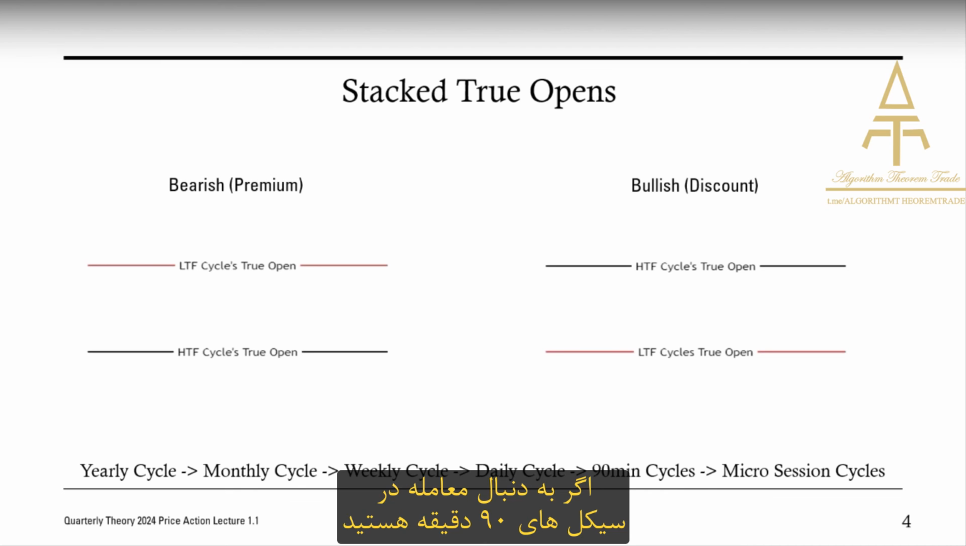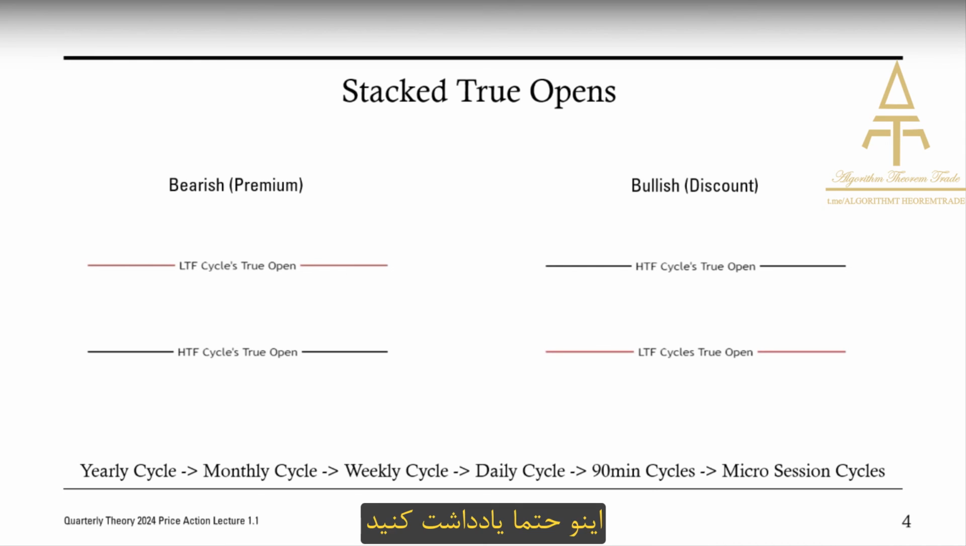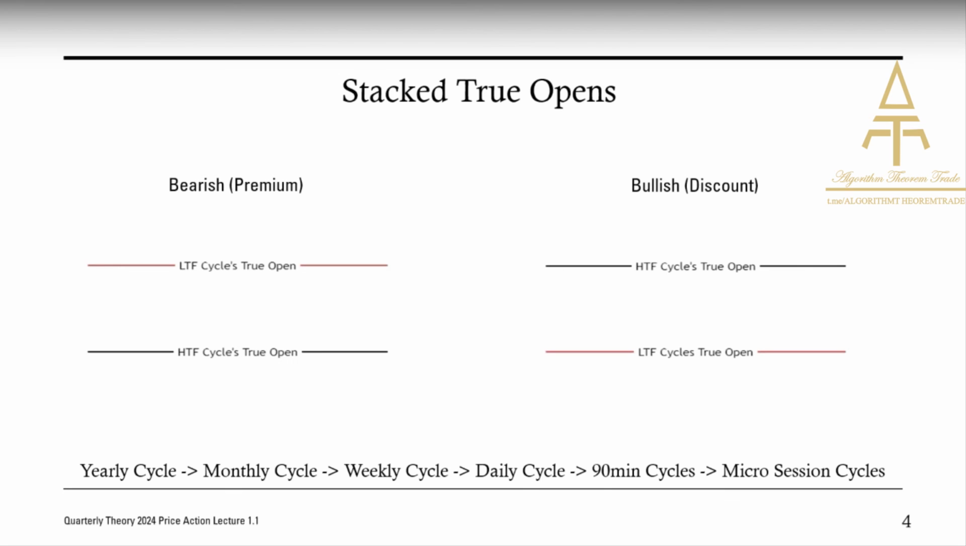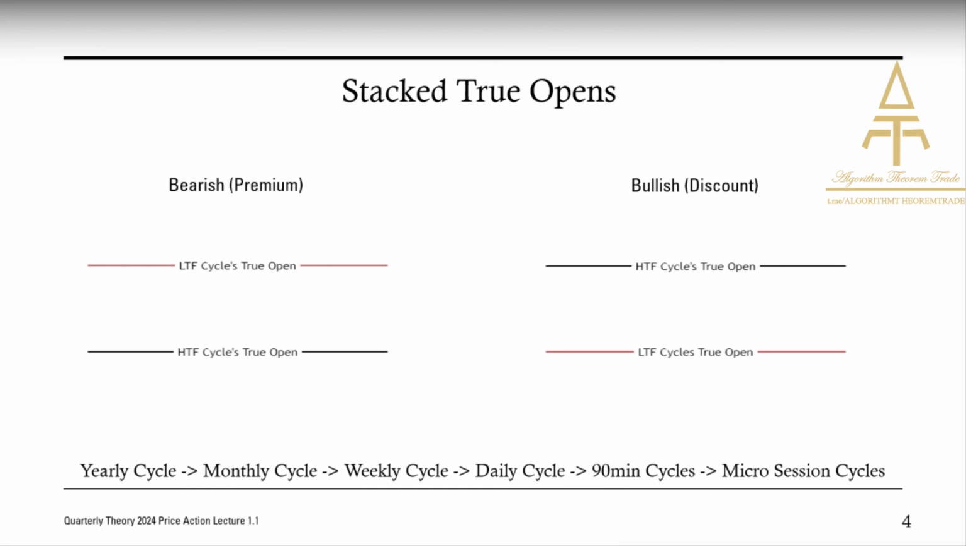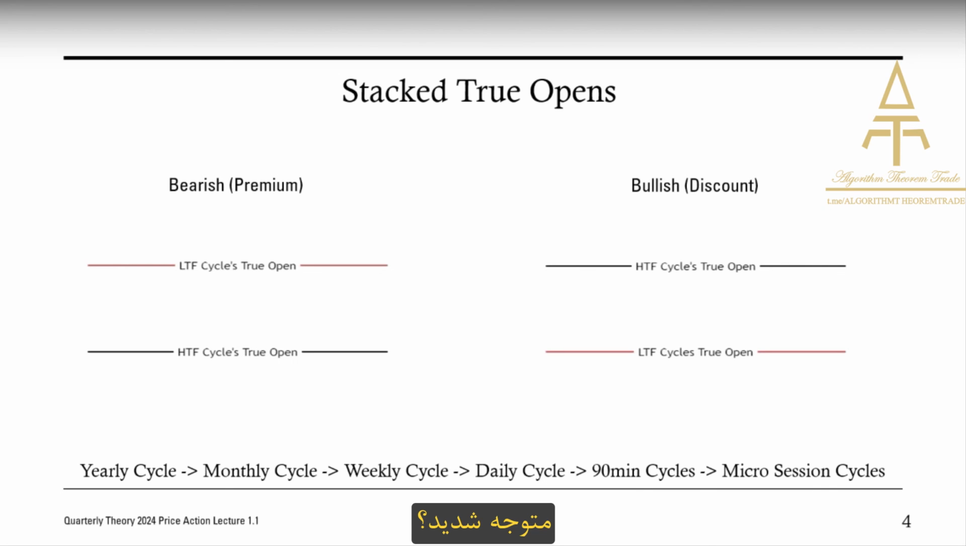Right? So if you're looking at the 90-minute cycles to trade, for 90-minute cycles you need the 5-minute time frame, right? Write this down. You need a 5-minute time frame when you're looking at 90-minute cycles. So, for example, if you're trading the New York session and the true open for the New York session is 7:30 a.m., you would need that to be below the true day open. You understand? So this is just an introduction. I will be going deeper as we go along, right?